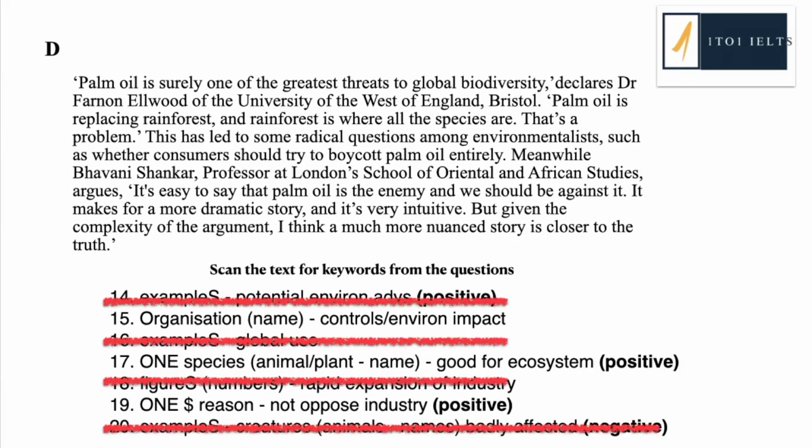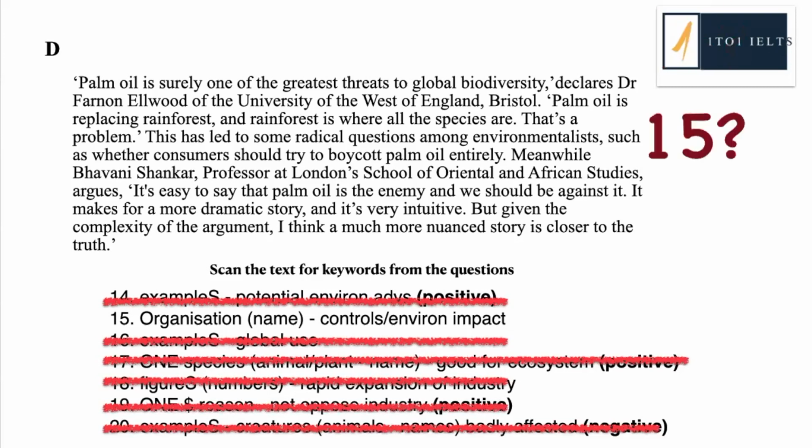We'll have a look at the other possibilities. So 17, does it mention a species? No. And does it mention any financial reasons or anything? No. So there is a possibility that's 15. I would recommend for this, just writing 15 with a question mark. I'm thinking, okay, it might be, but I'm not really sure.